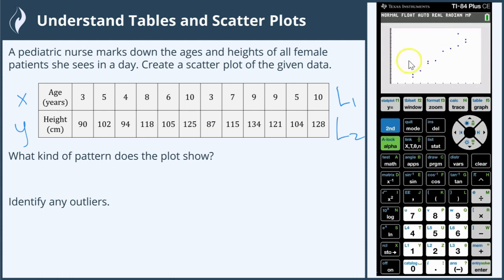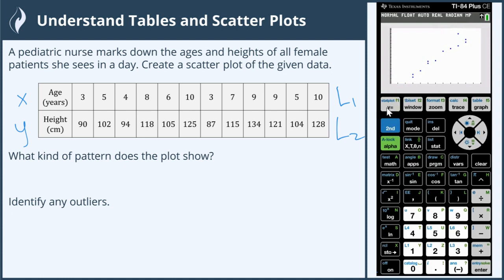So this is what my scatter plot looks like. You can see a nice linear trend. The reason I say linear is because the points are very close together, and they're kind of moving in a line type of fashion, a linear type of fashion. And so that means it's going up in a positive linear way. So what type of pattern does the graph show?